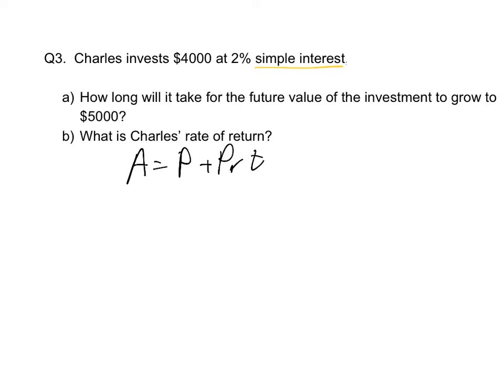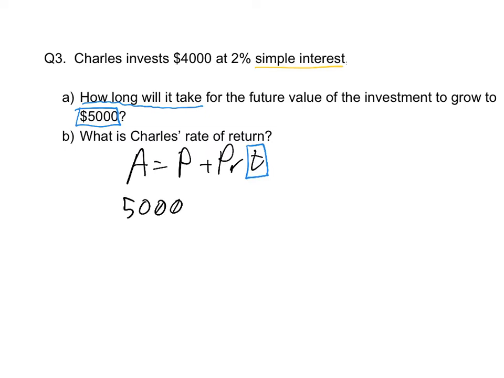However, we're not looking for the future value this time. The future value is actually given to us right here. Our future value is $5,000. What do we want to find? Well, we want to know how long it's going to take for this investment to grow to $5,000. What we're really looking for is T. So let's put in what we know.